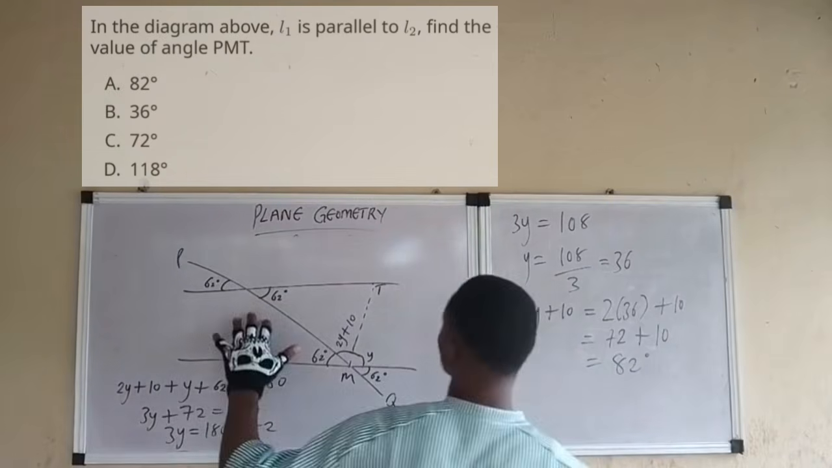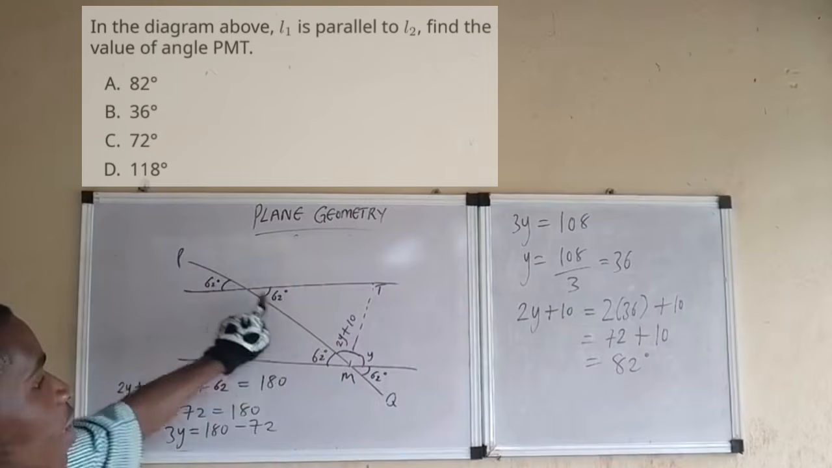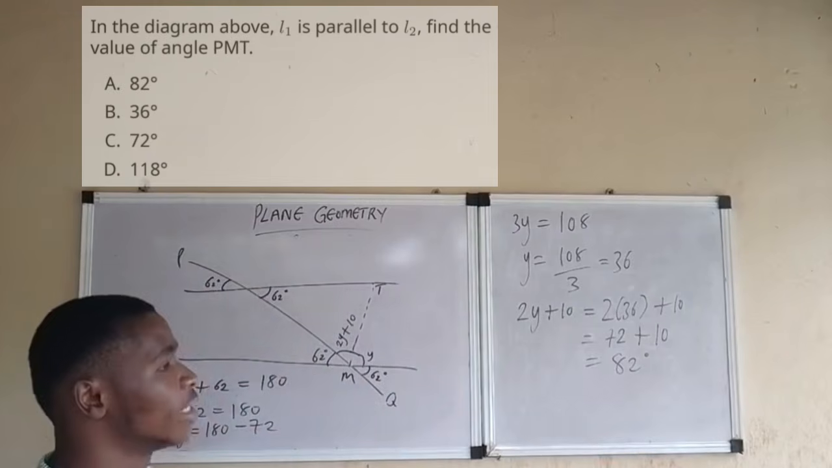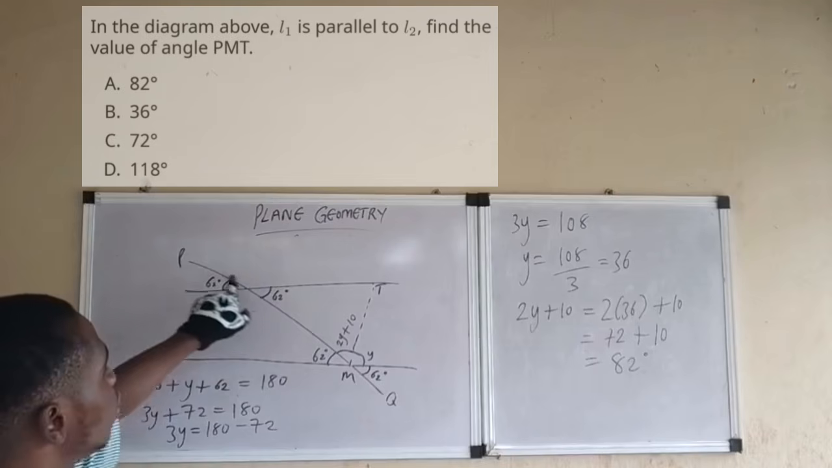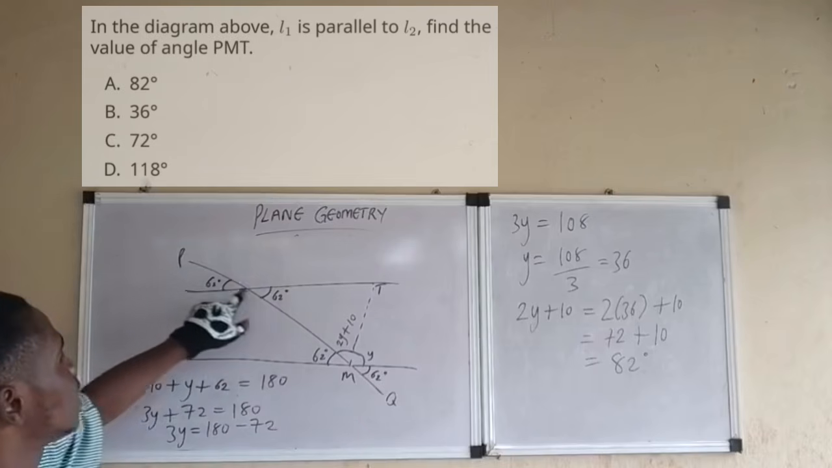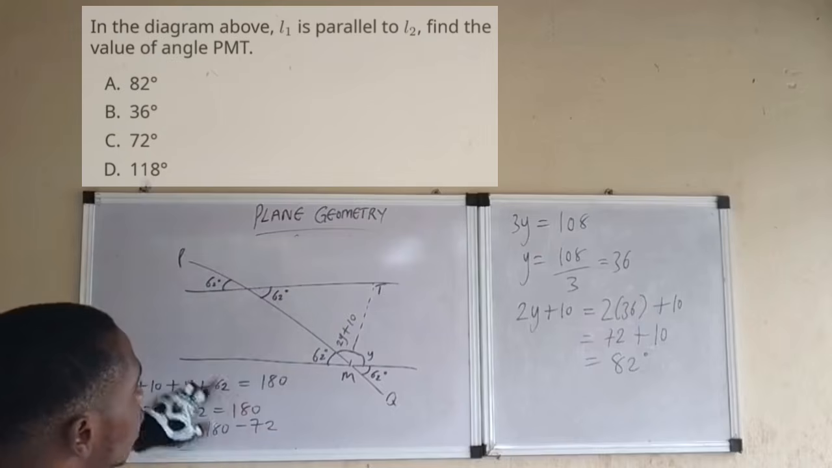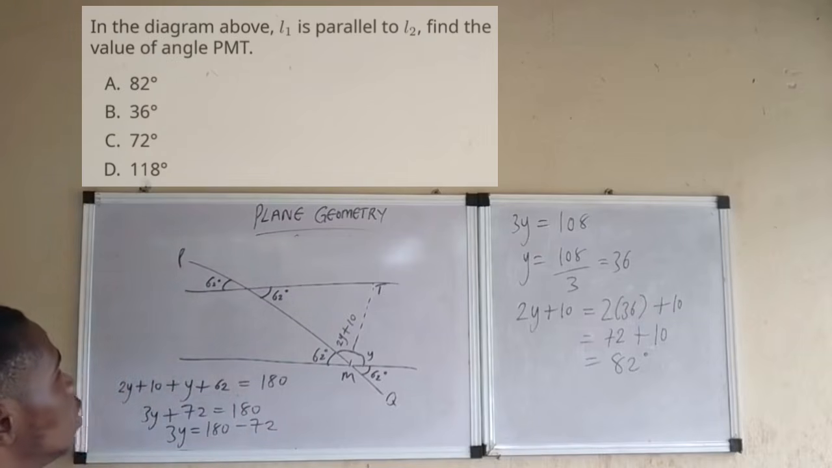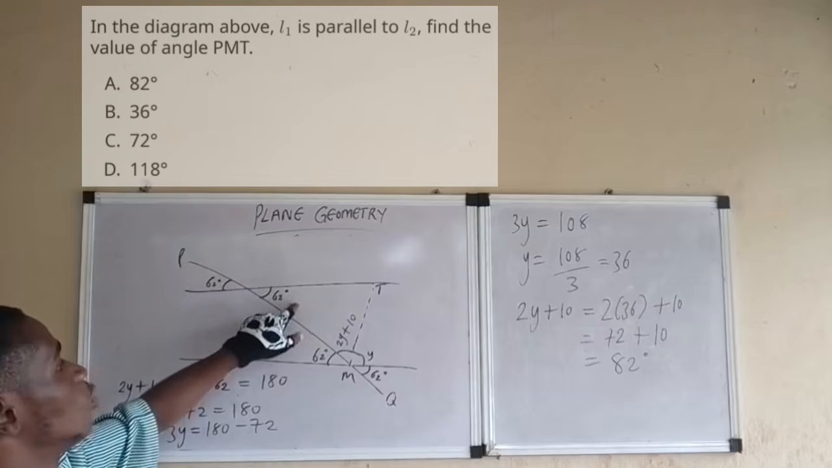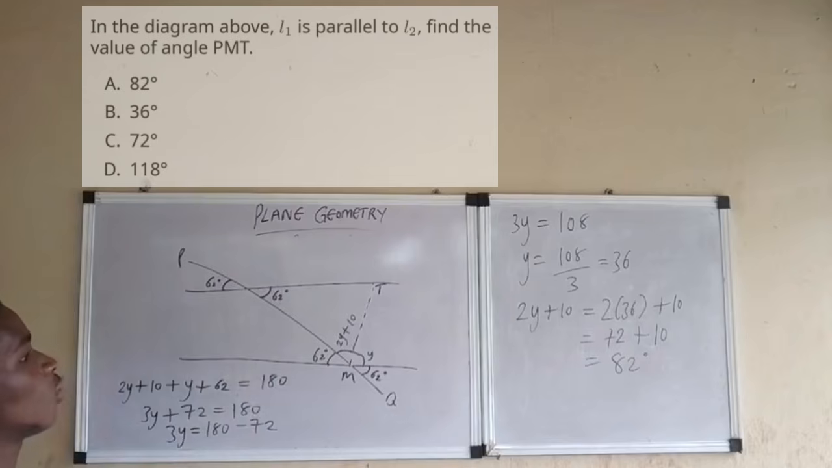Now, what are other aspects that you need to know when it comes to plane geometry where you have a transversal line cutting through two parallel lines? This other portion that you can see, they are what you refer to as vertically opposite angles. Do you understand? So the value here will always be the same as the value here because it's vertically opposite. Likewise, the value here and here will always be the same because they are vertically opposite.